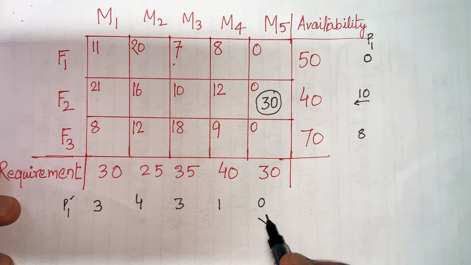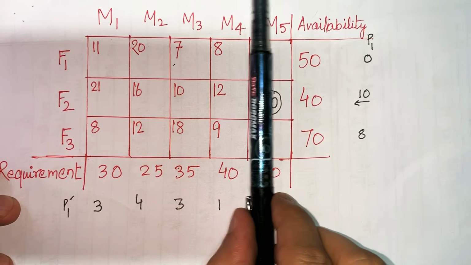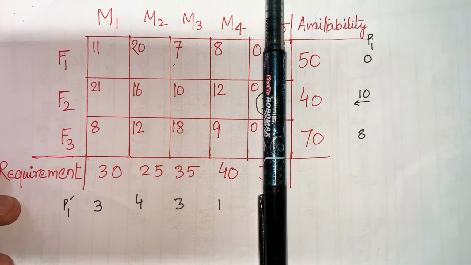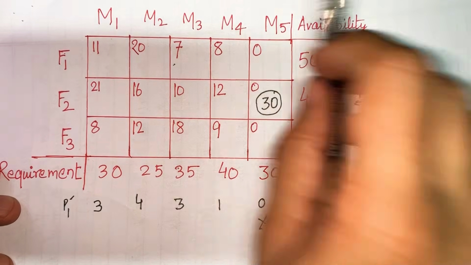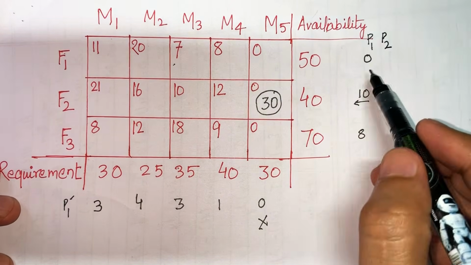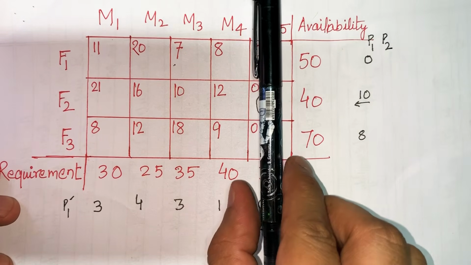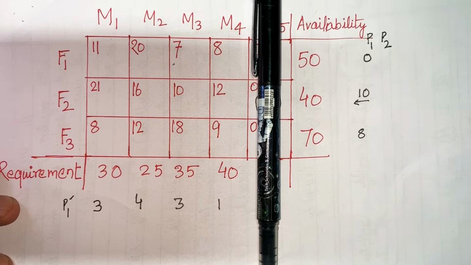Now M5 doesn't require anything. That means this particular column or this particular market has no role to play in further solution. So whenever I am going to calculate the row penalties, I will not consider this market because it has no role to play in the solution, right? So I'm going to calculate P2, the second penalty here. So it is again minimum and second minimum. Now I am repeating it. I am not considering this because it has no role to play in the further solution.